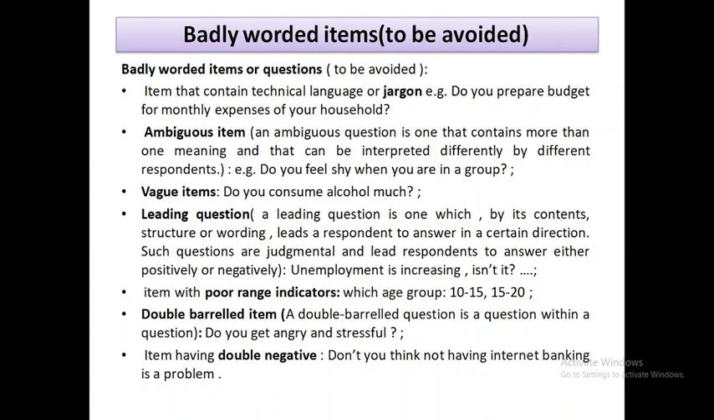Items having double negatives also need to be avoided. Say for example, don't you think not having internet banking is a problem? See, automatically because of using a double negative, the question becomes complex. Don't, this is one negative and the other is not having. So this type of question is to be avoided while item writing.